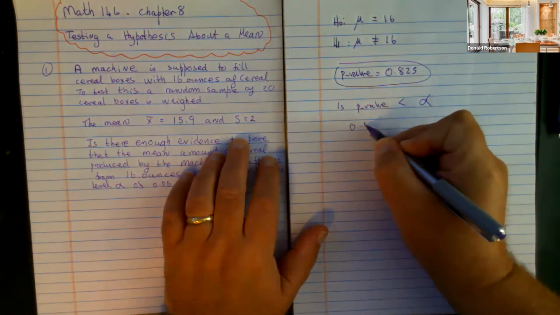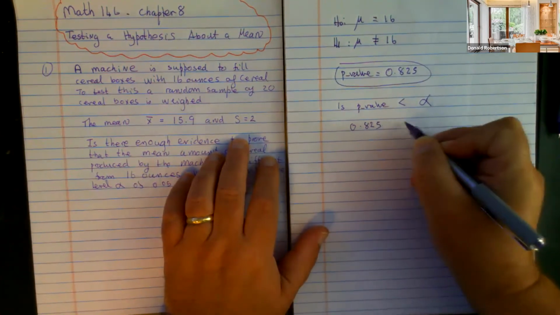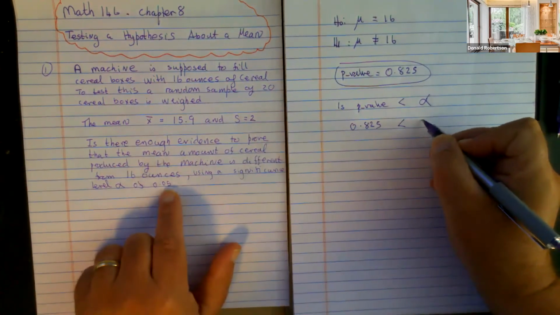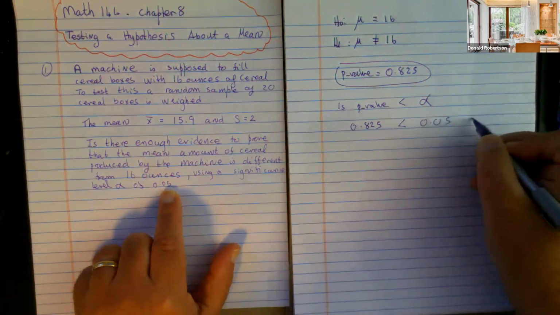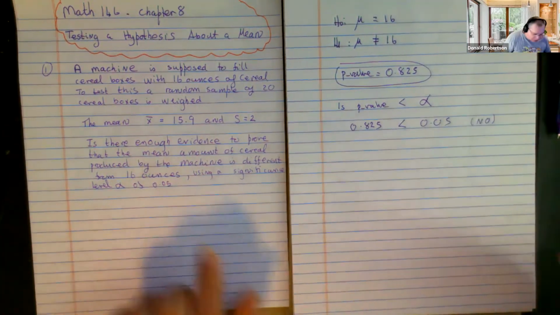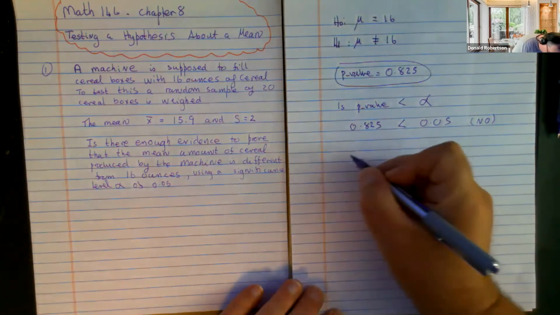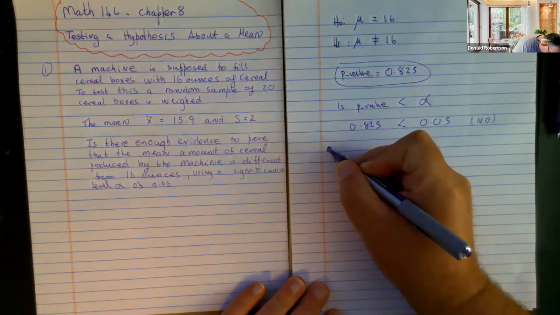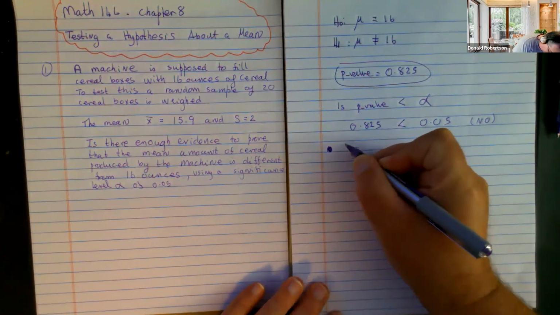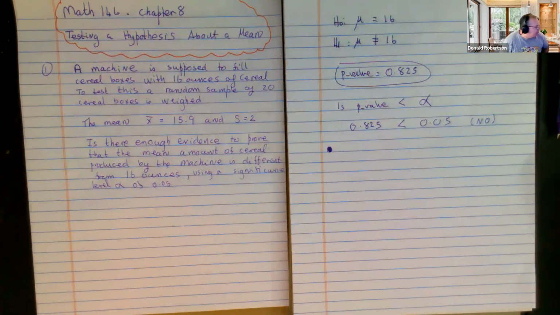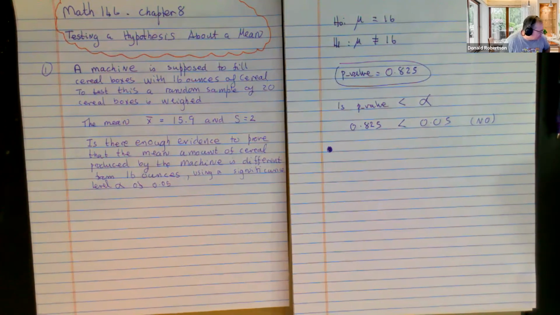So 0.825, is it less than 0.05? And the answer is no. And when it's no, don't we have a standard sentence for that? So when it's a no, there's a sentence that is similar to, let me see if I can find the phrase. That way I don't need to try and prejudge it.